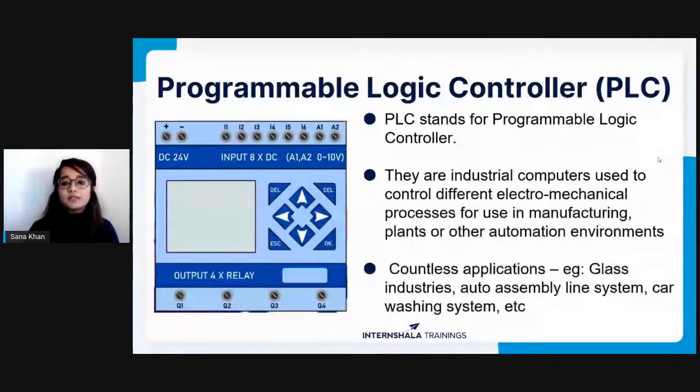The ones that we have discussed so far, it can be used, and it can be used in other industries like the glass industries. If you have an assembly line system, we can use it there, and we can also use it in an automated car washing system. These are just some of the ones that I have mentioned here, but you name it and you have got it.